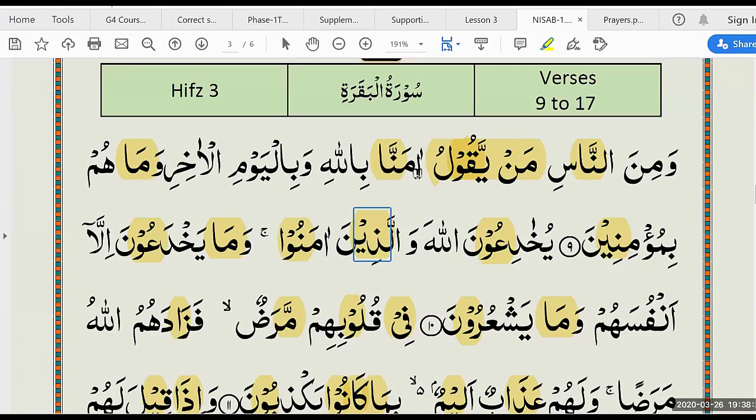Okay. So for example, amanna. This alif after the noon is an example of haruf mad. Then wabil yawmi. The wa here is also an example of haruf mad. Walladhina. The ya is also an example of haruf mad. Okay, jazakumullah. Can we have someone else, please?